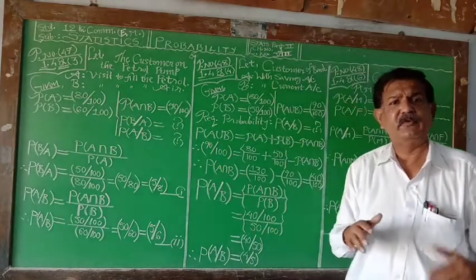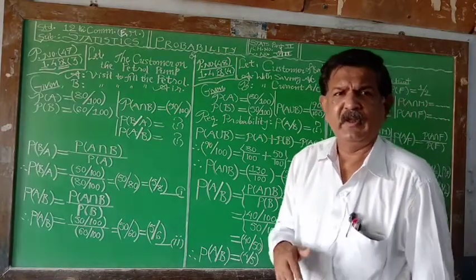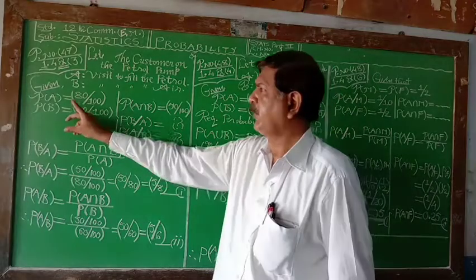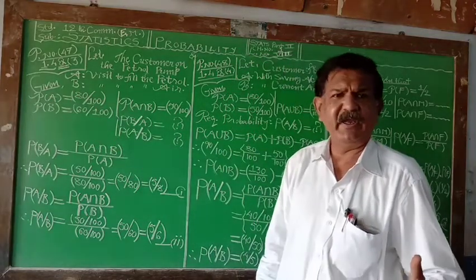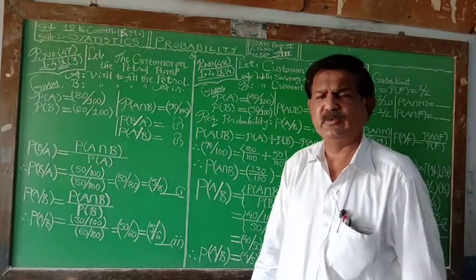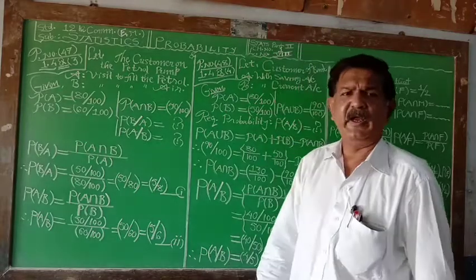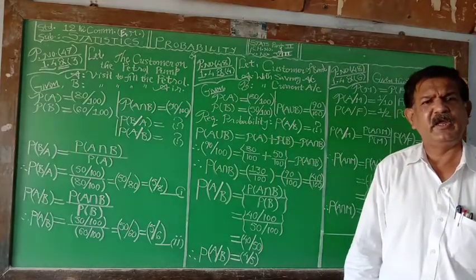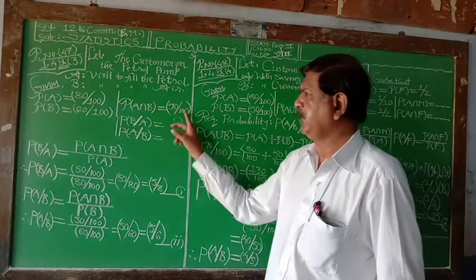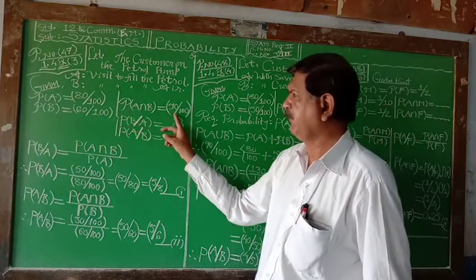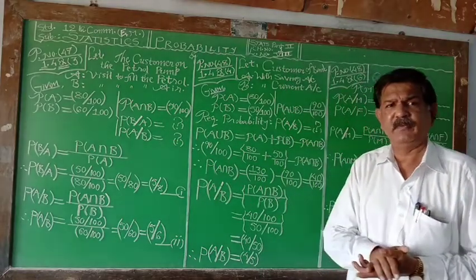Now, given that the customer comes to the petrol pump and fills petrol, the probability is 80%, that is 80 upon 100. For B, that he fills air in his vehicle, it is 60%, 60 upon 100. And the probability that he comes for both petrol and air is 50%, so probability of A intersection B is 50 upon 100. What is the required probability?